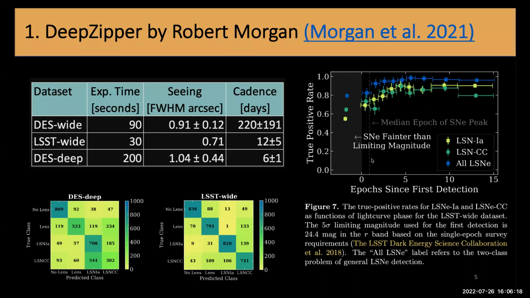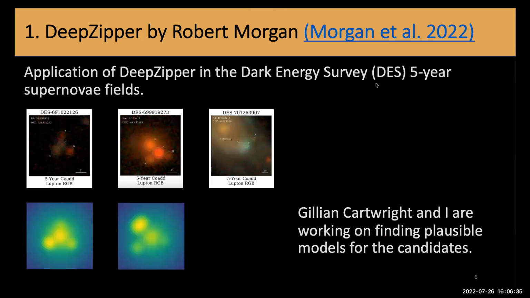And then as it goes until the 5 epoch, it increases to almost 90%. So what this is showing is that this method can successfully find lensed supernovae in real time. Okay, and then in this work, he applied this method to the DES deep survey. And after getting about 2,000 candidates, they were visually inspected, and 3 of them were selected. So these are the 3 final candidates.